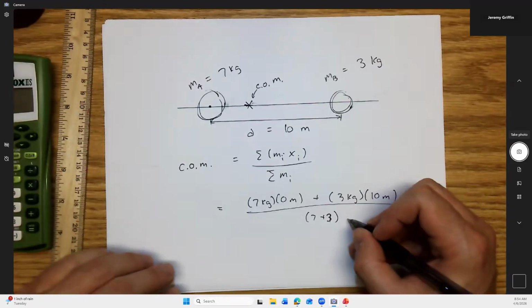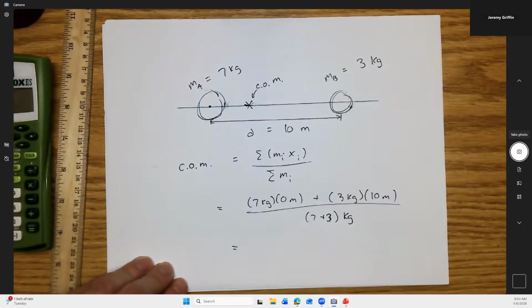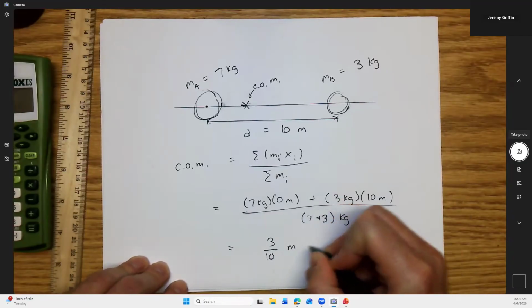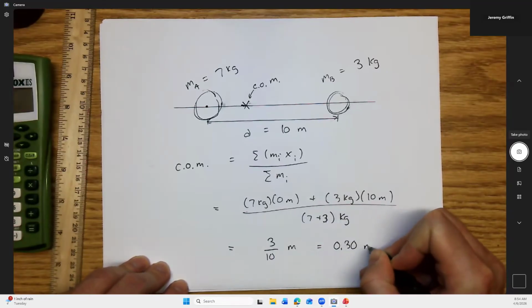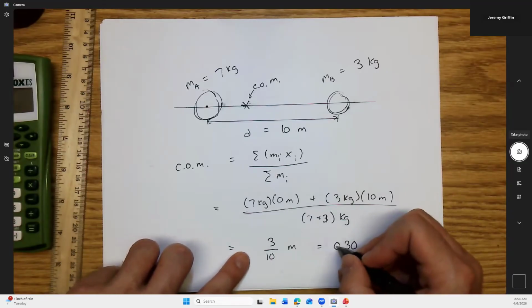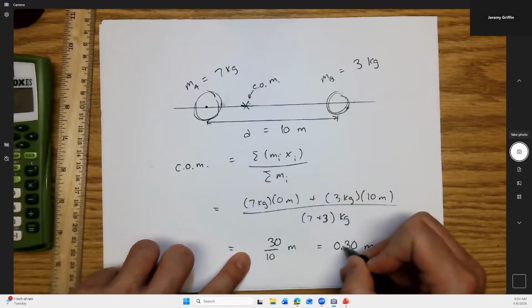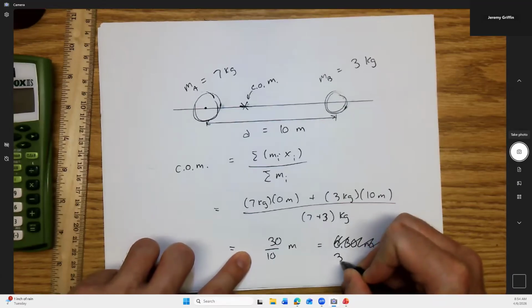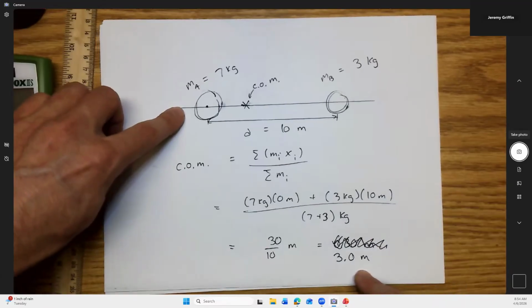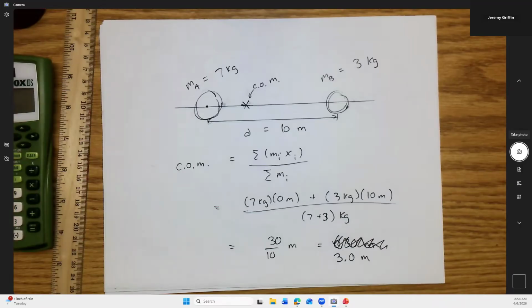Oops, sorry, 3. What did I just do? You didn't multiply that. 30. Yeah, you're right. There you go. 3 meters. That looks a lot better. All right, 3 meters from the left point, because I defined the left point as 0. Does that look like it can make sense? If you saw it as multiple choice, you'd think, oh yeah, that's definitely it. Are you guys good with center of mass?